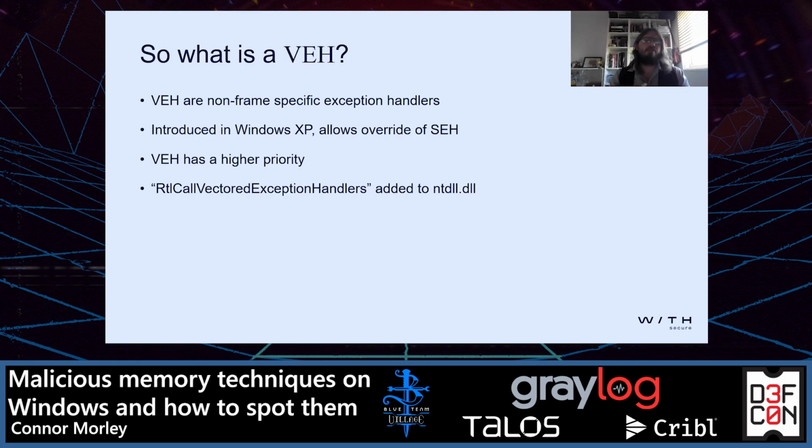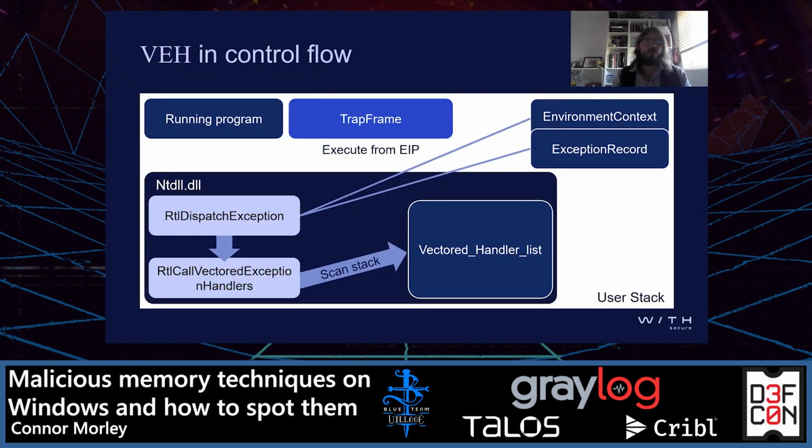This was introduced within Windows XP specifically to be able to override the SEH from a developer standpoint, so that instead of having to find a particular exception frame, you could just install a VEH and it would overwrite the exception handlers you had in place. But because of that, VEH has an inherent higher priority and will run first. The way Microsoft did this was to install RtlCallVectoredExceptionHandlers within the exception handler process within NTDLL. So RtlDispatchException, which we just saw hands off and starts to scan through the frames, instead will call RtlCallVectoredExceptionHandlers and scan the vectored handler list first.